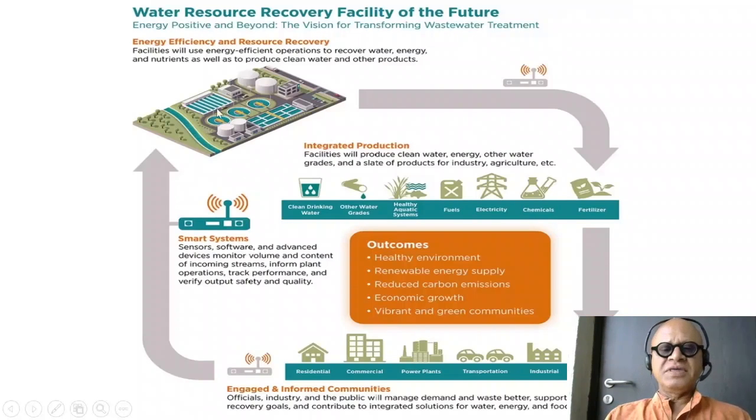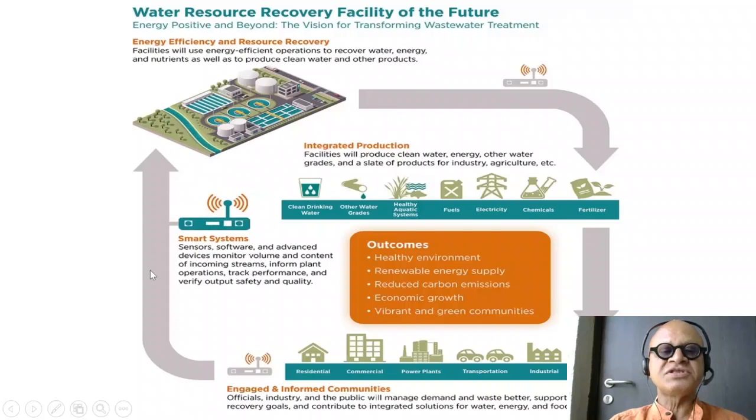This is from the EPA, I think, or somewhere. I picked it up. It's not written over here. Sorry about that. So there is the utility, which is driving various processes, so integrated production of clean drinking water, other water grades, healthy aquatic systems, fuels, electricity, chemicals, fertilizer, and so on. And the outcomes of such a system, which combines the water recovery facility with other uses and generations.